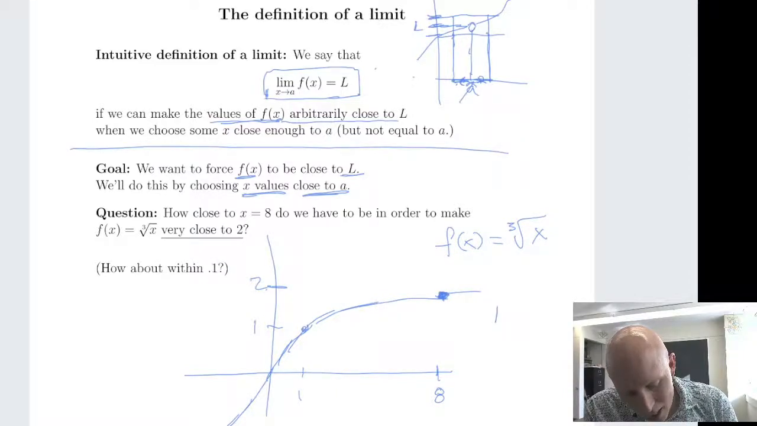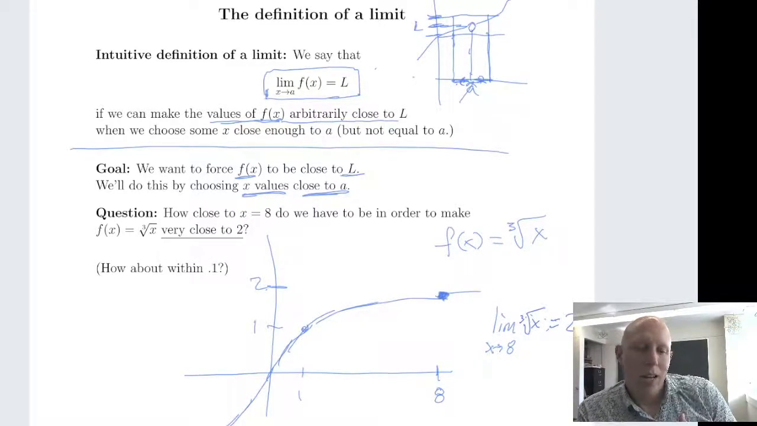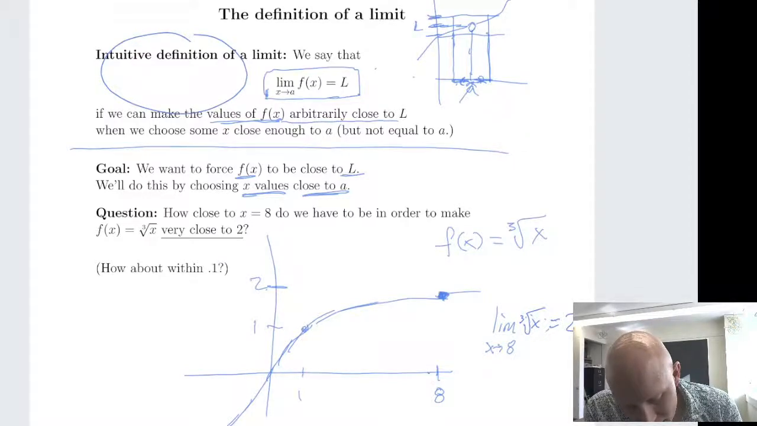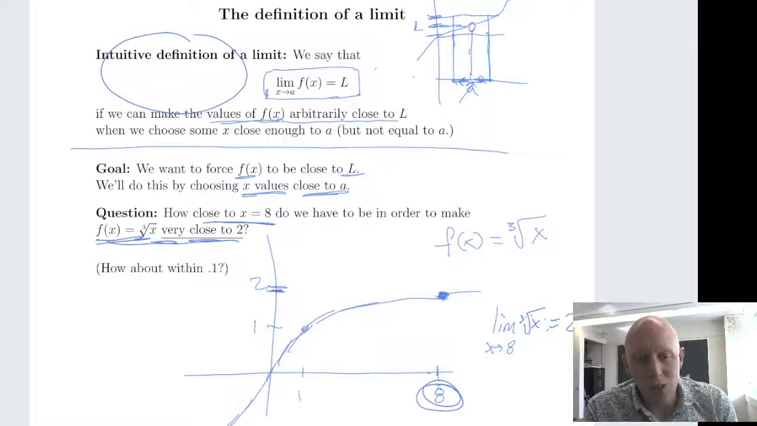We want to be able to say the limit as x goes to 8 of the cube root of x is equal to 2. And how do we say that using this intuitive definition of the limit? Well, we want to be able to say that when you're close to 8, you get values that are close to 2. So what we're really saying is, how close to x equals 8 do we have to be in order to make sure that f of x is very close to 2?